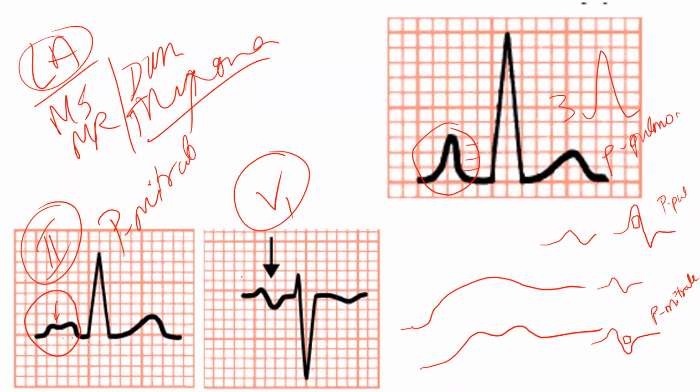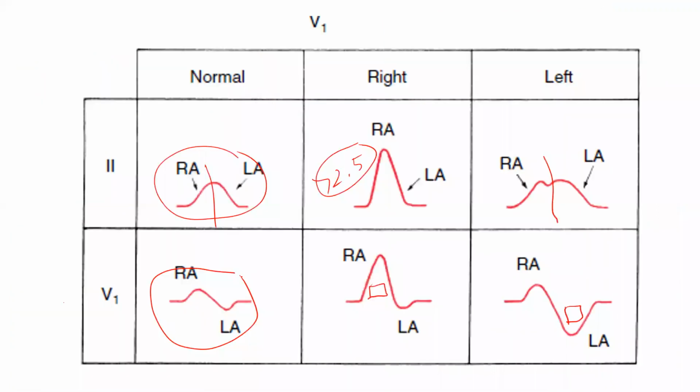In case of V1, the waves will be biphasic. Okay, see, this is a biphasic wave in V1. If the tall P wave is there, then the early part of the P wave is so tall that it can accommodate one small box here. So this is P pulmonale in V1.